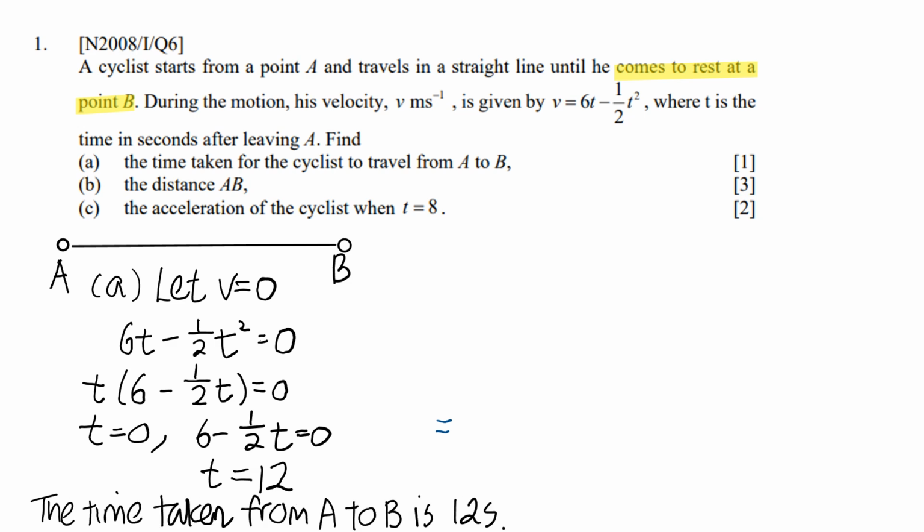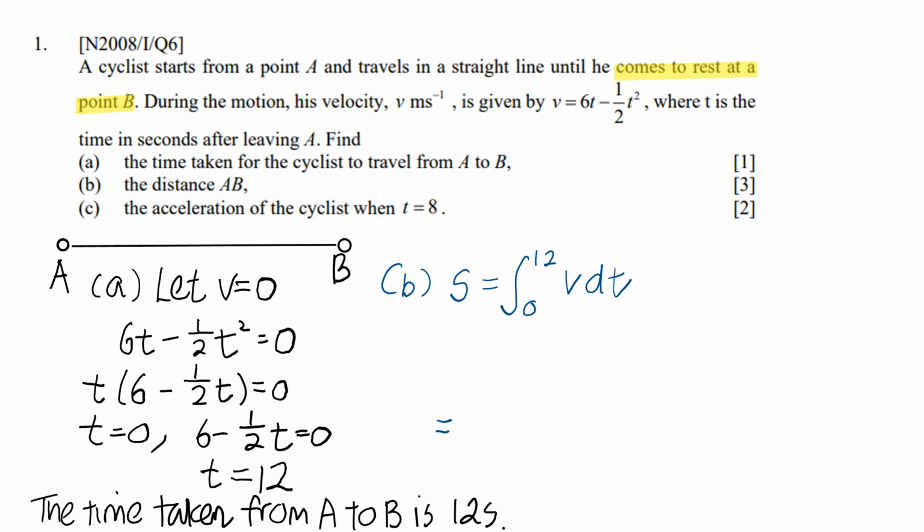Let's look at part B to find the distance AB. We understand that the particle travels, and then stops at point B, where velocity is equal to 0. To find the distance AB, I need to have the expression for the displacement. To find displacement, we need to integrate velocity with respect to time. Because from 0 to 12, the particle travels in a straight line and only at point B the velocity is equal to 0, from point A to point B there's no turning point at all. So I can integrate velocity taking the lower limit to be 0 and the upper limit to be 12.